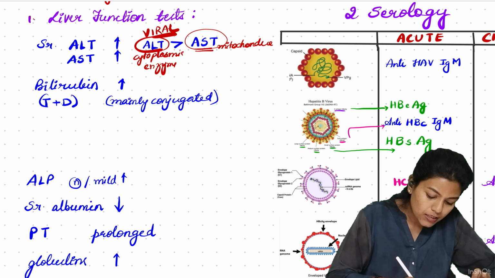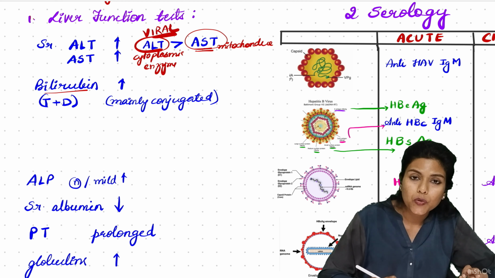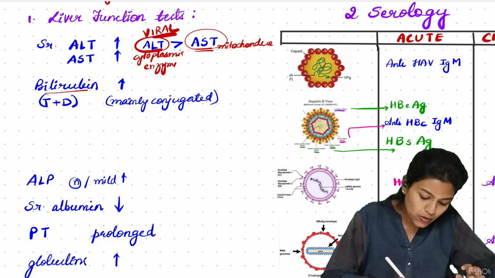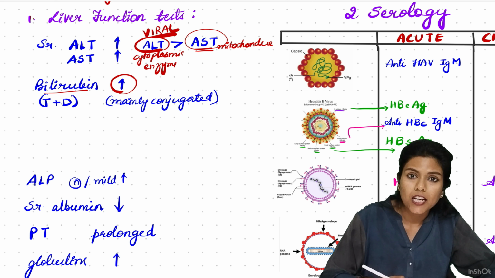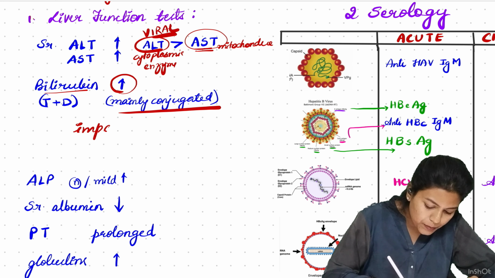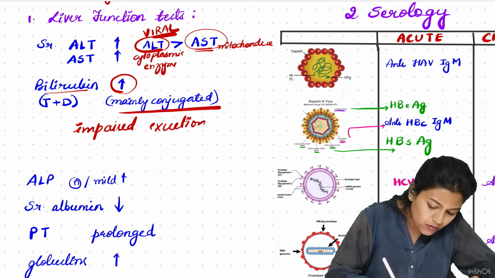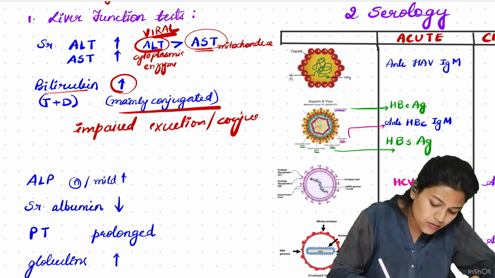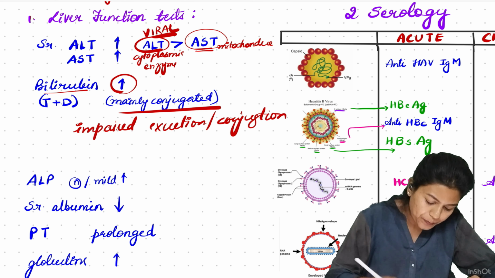Coming to the next test, bilirubin. Both total bilirubin and the direct, that is conjugated bilirubin, will be increased in chronic viral hepatitis because of cellular dysfunction, unable to conjugate, unable to excrete. So total bilirubin and the conjugated bilirubin also increase, mainly conjugated, because of this impaired excretion or conjugation, because of which there is hyperbilirubinemia.